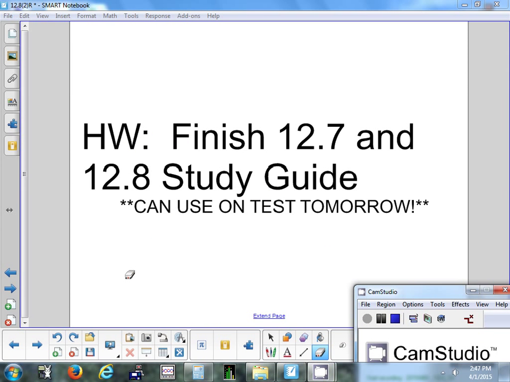All right, so the homework tonight will be a study guide for sections 12.7 and 12.8, and you can use that study guide on the test tomorrow.